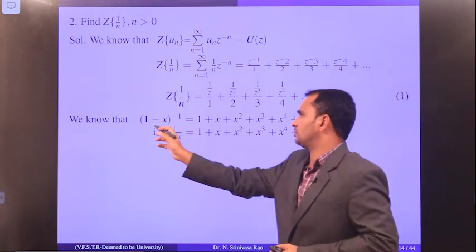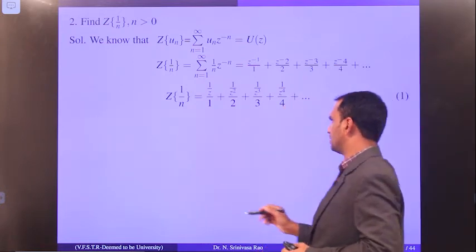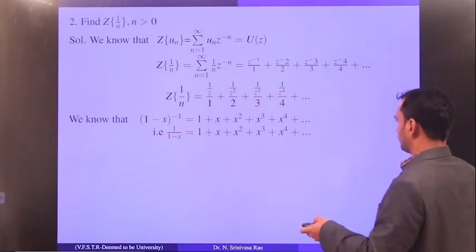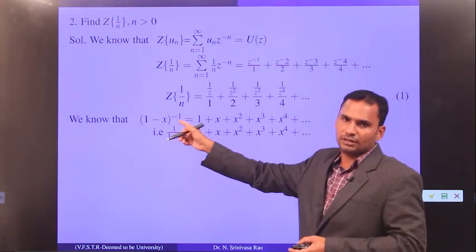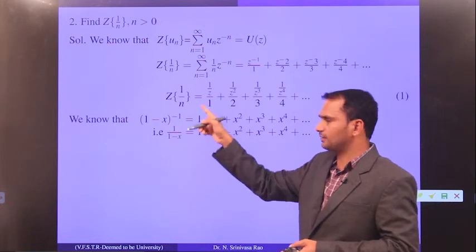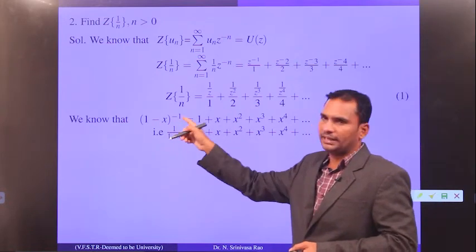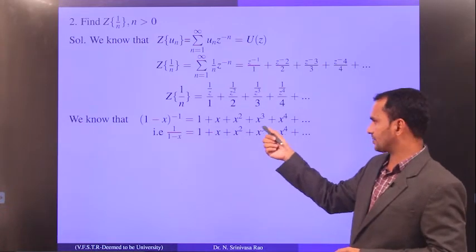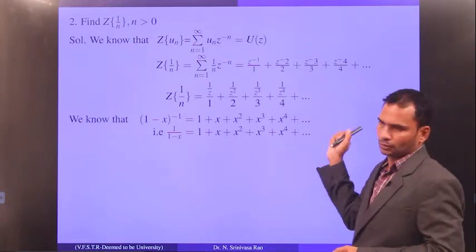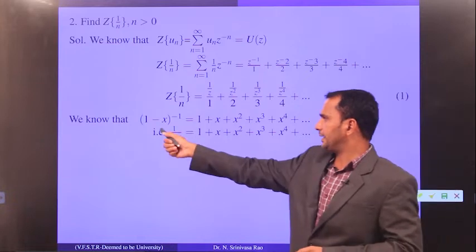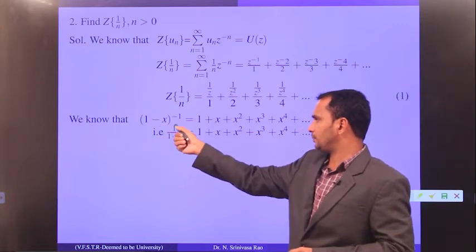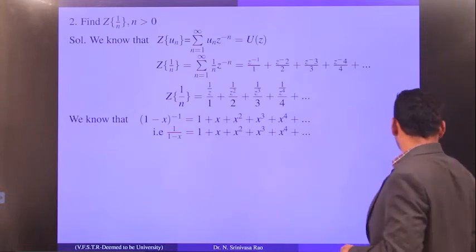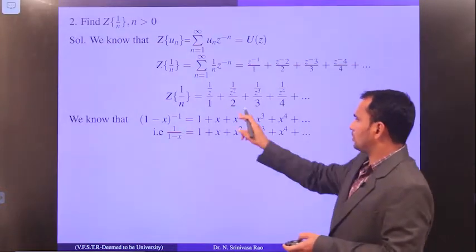Everybody knows what 1 minus x whole power minus 1 is. I have already given the formula in the previous slide also. The formula for 1 minus x whole power minus 1 is 1 plus x plus x square plus x cube and so on. Now 1 minus x whole power minus 1 can be written as 1 by 1 minus x. Now the question is how to solve this one.